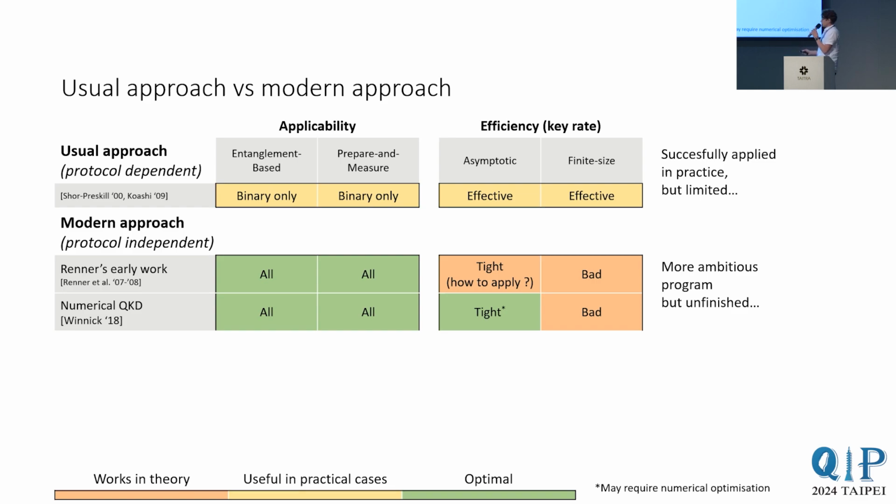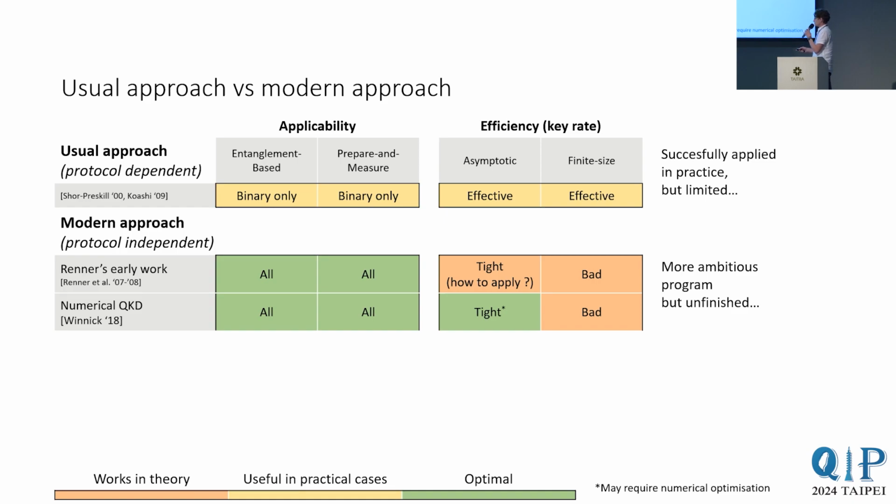So first is a set of works centered around Renato Renner and his co-authors, who proved a general method to prove security for arbitrary QKD protocols, and they showed how the asymptotic key rate can be achieved in the limit of infinite block size. The problem with this method is that they didn't say how to actually compute these quantities, and this is where the second ingredient comes in.